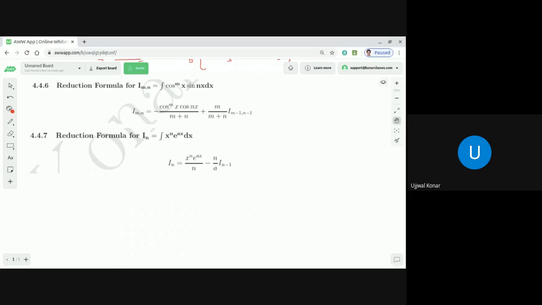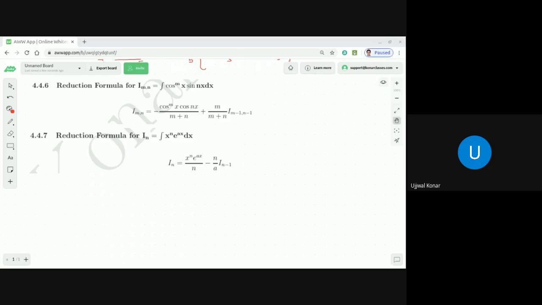So how do you get the same approach? If we define this as In, then In becomes x to the power n into e power ax by a, minus n by a into I n minus 1. So in that way, power of x will get reduced. Finally, you will end up with integration e power x dx. Correct or not? And you know how to find integration e power x dx. It is so easy. Any question? No, sir. Okay.